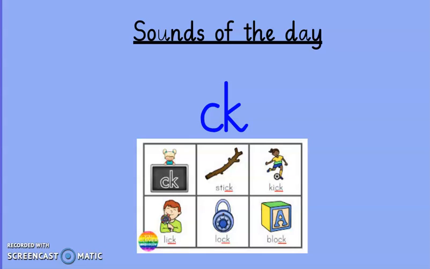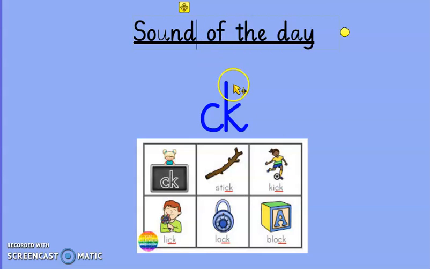Okay, sound of the day. Oh, let me just change that. So it's just sound of the day. We've got the digraph. Can you say that? My turn, your turn.